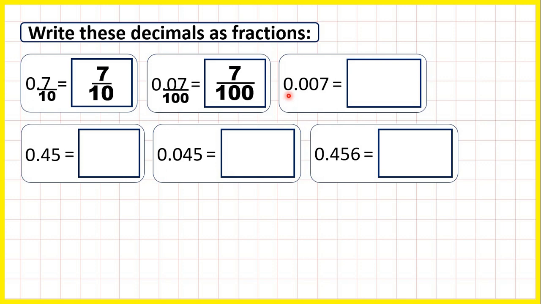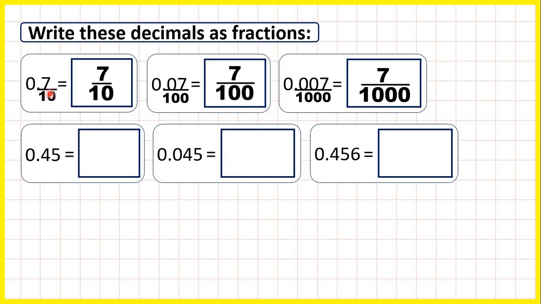Now we have 0.007. There are three digits after the decimal point, and the third digit after the decimal point is always the thousandths digit. So we can draw a line across from the decimal point and write a denominator of 1,000. So 0.007 is the same as 7/1000ths.